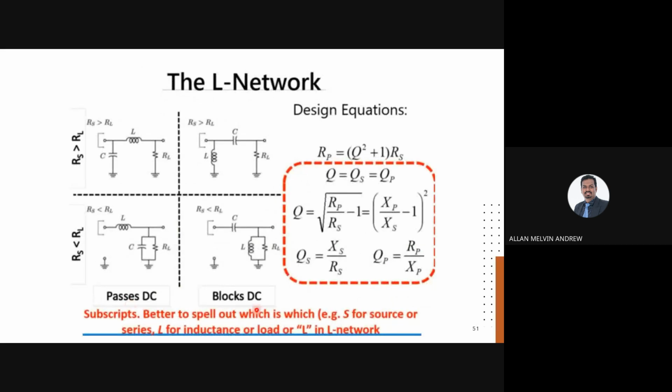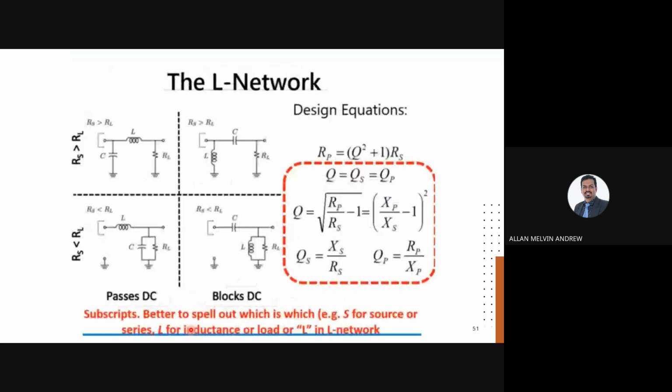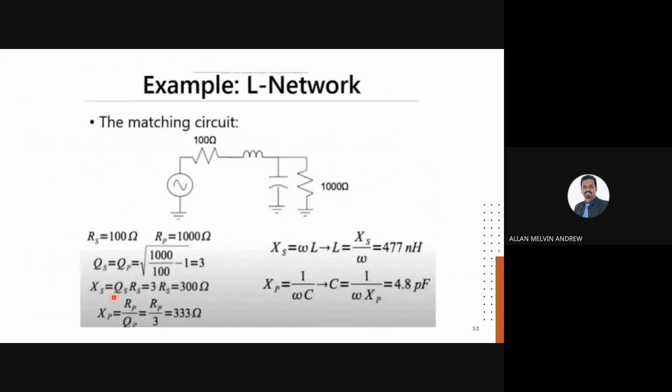So reactance is, okay, so you can find it. Even with this formula, reactance XS is QS times RS. So QS we know is 3, and RS we know is 100. So we know the value of XS is 300 ohm. And XP, we can use a similar formula to calculate, and it is 333 ohm.